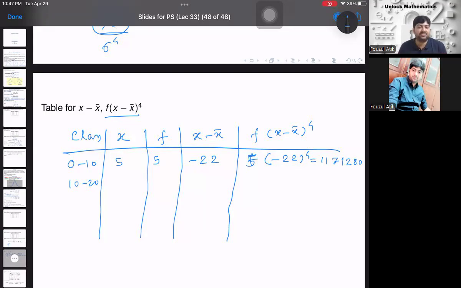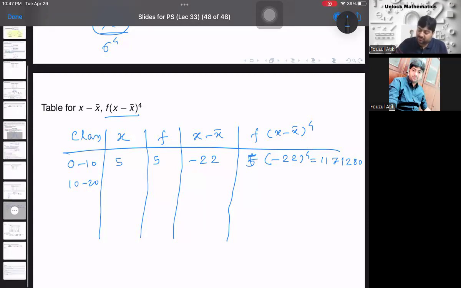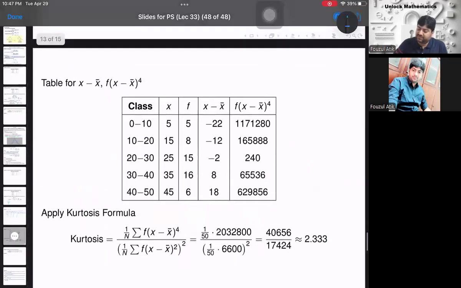So this kind of table, please practice and complete the table, right? I'm not wasting the time. Just slowly finish the table so that you can get all the values. Now I'll show you that if you calculate in this way, you can finish the table. So this whole value, all the values. Now the kurtosis formula is mu 4 by sigma 4, but how to calculate mu 4? Just add up all these values, divide by n, divided by sigma squared whole square. So after doing that, we get this value as 2.333.